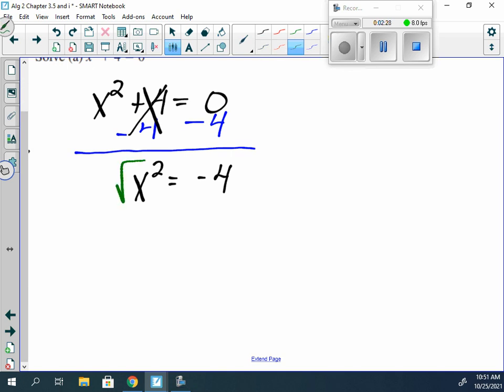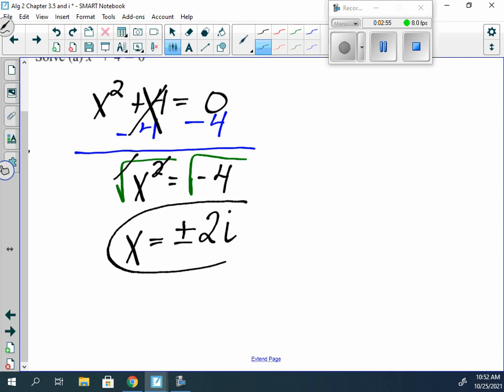Then we would square root both sides, because the square root and square would cancel, leaving us with just x is equal to, what do we have before it? Plus or minus. Now the negative is going to come out as i, and the square root of 4 is 2. Because again, whenever we square root both sides, we need the plus or minus.